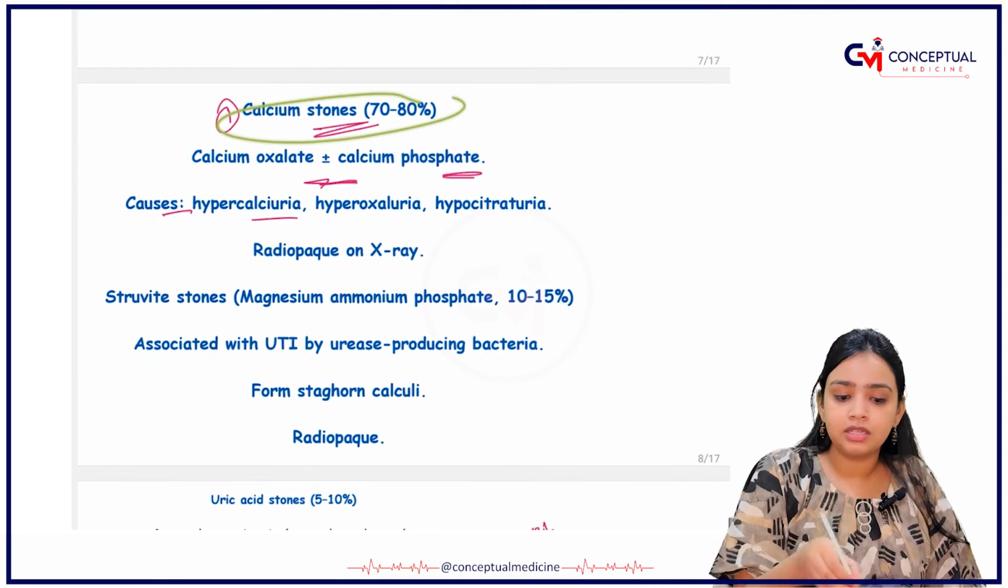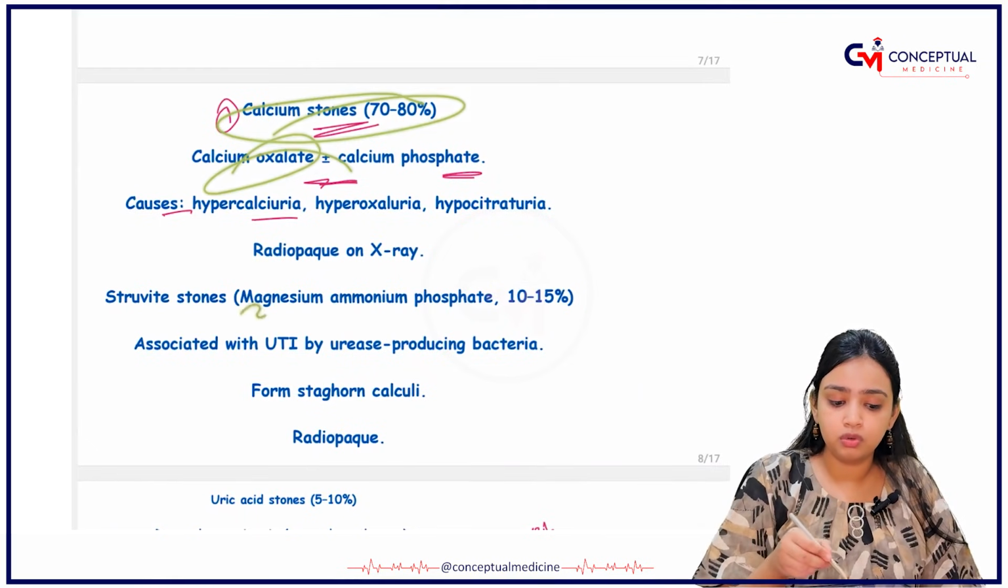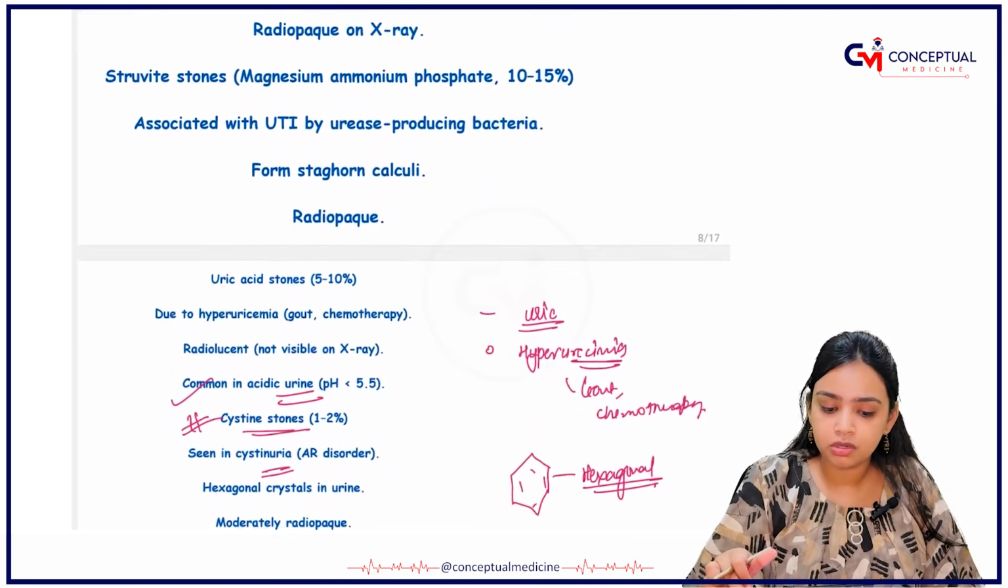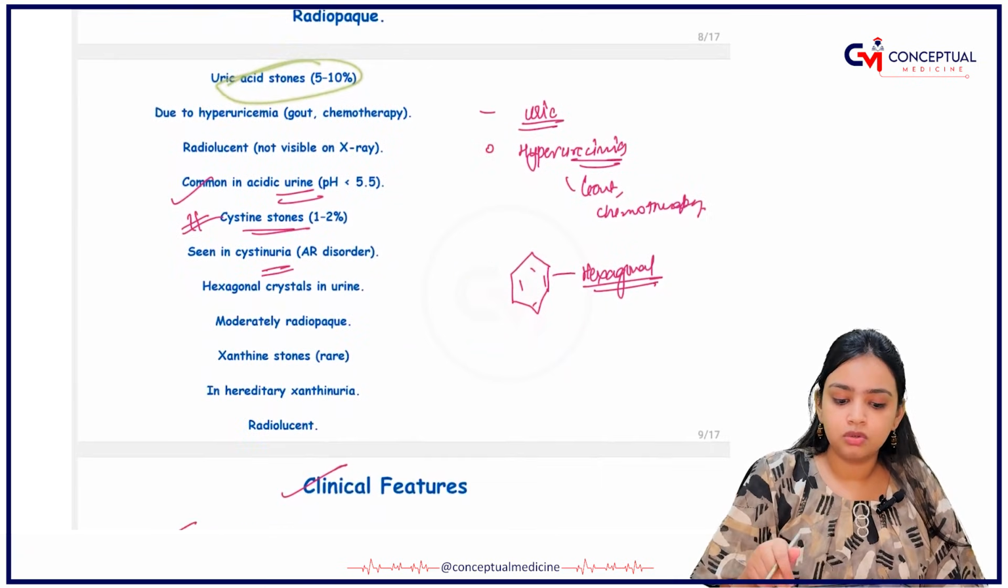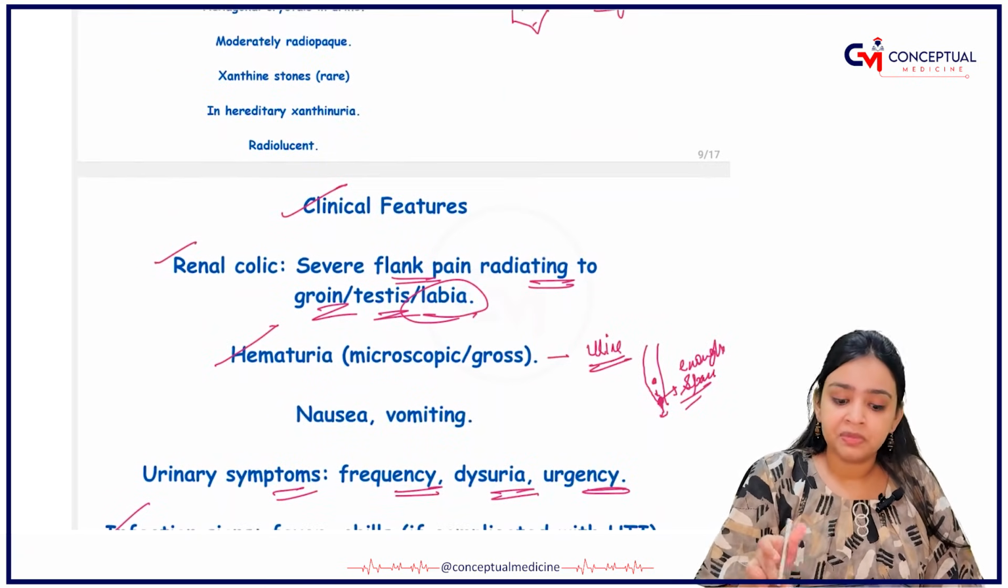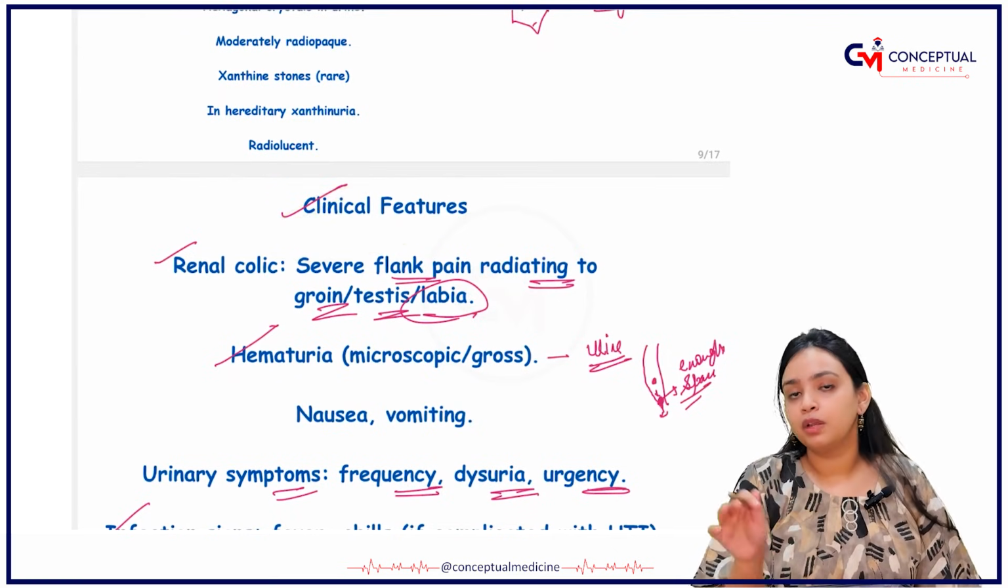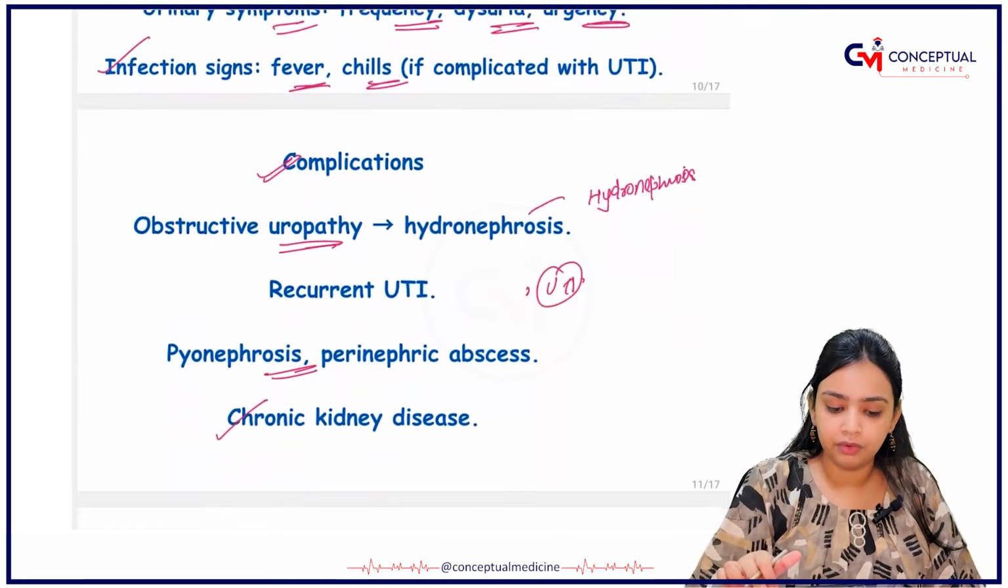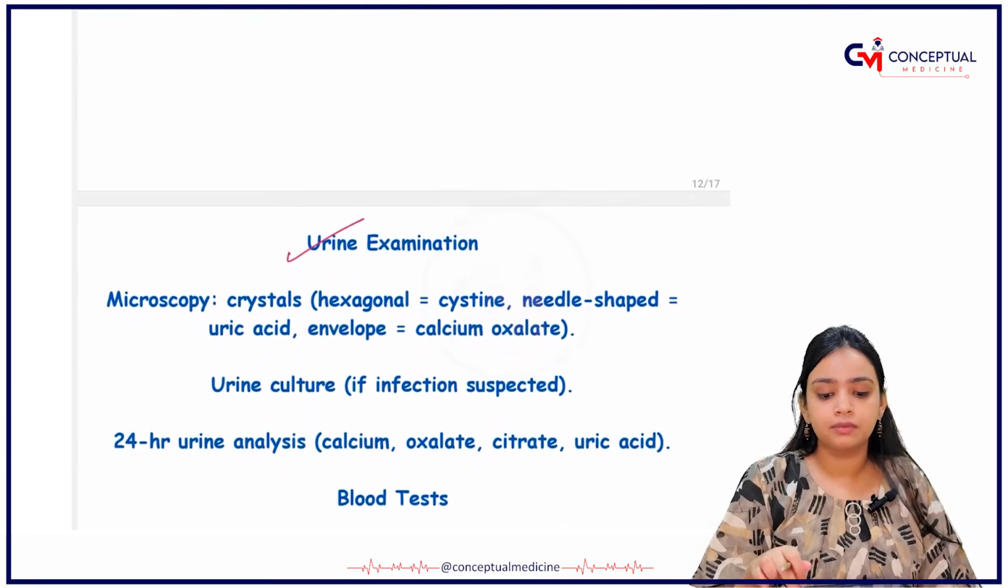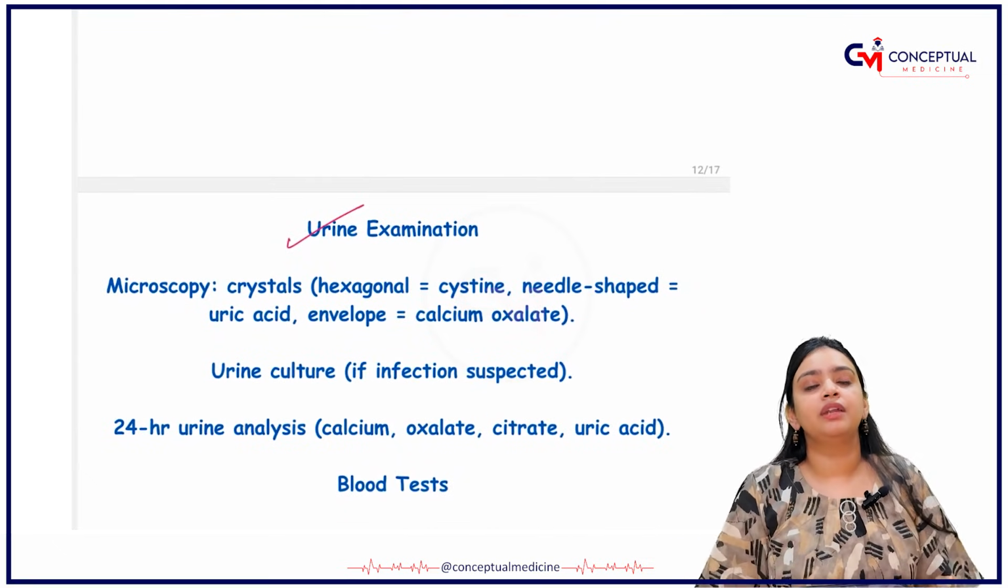We have seen there is calcium stone, calcium oxalate stone. We have seen there are struvite stones. We have seen there is uric acid stone. We have seen there is cystine stone. Clinical features, we have seen that there will be a lot of pain that the patient will complain of, right? We have also seen the complications, investigations and surgeries that we can do.